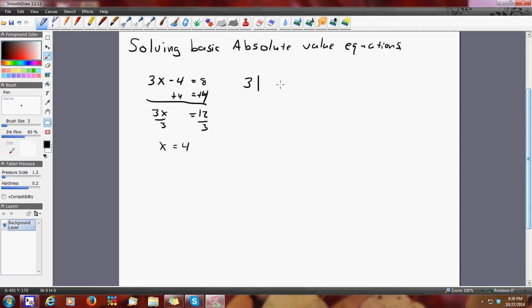What if I had something like this? 3 times the absolute value of 2x minus 5, minus 4 equals 8. So all you're going to do is basically the same exact thing, except you're going to try to get your absolute value all by itself. And we can treat that as an x. So what I'm going to do is exactly what I did on the other side. I'm going to add 4 first. And I get 3 times the absolute value of 2x minus 5 equals 12.